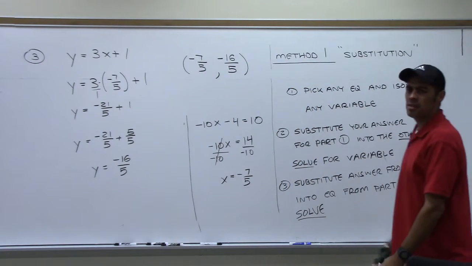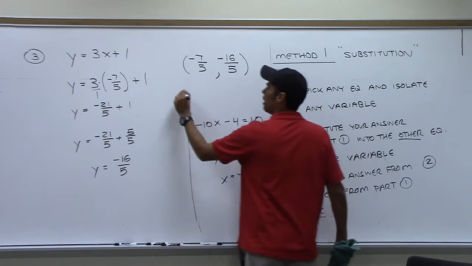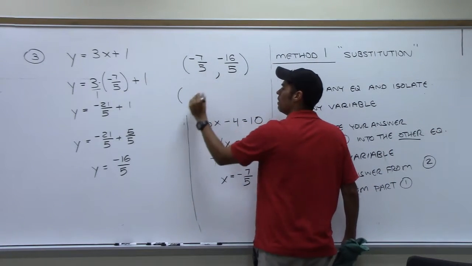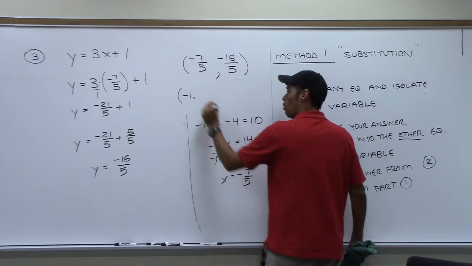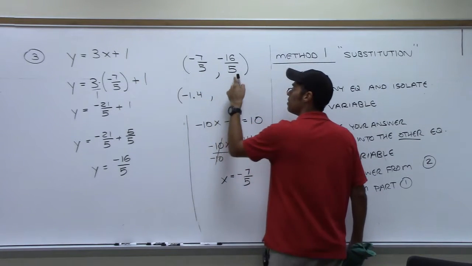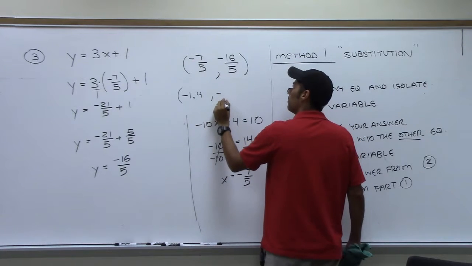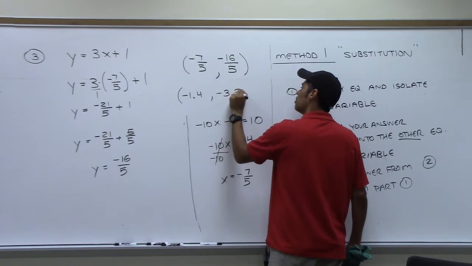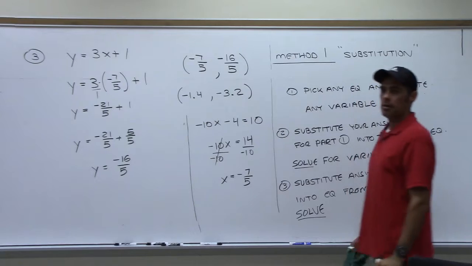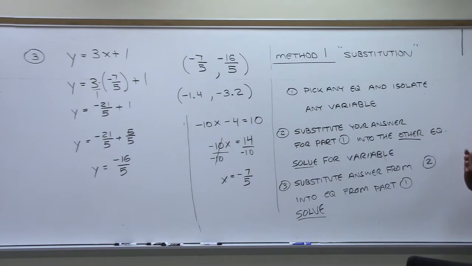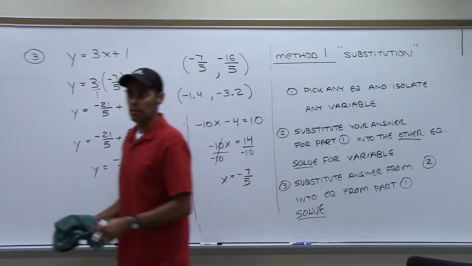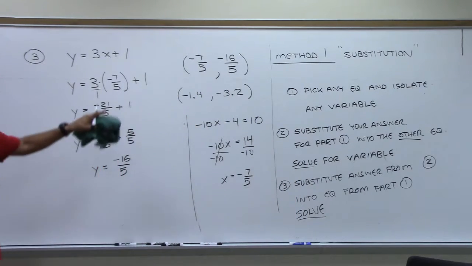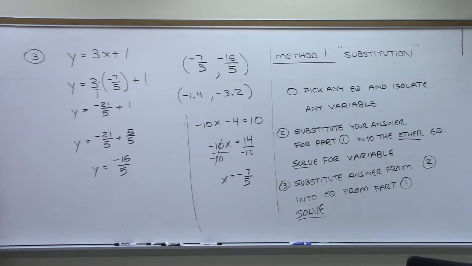And let's convert those to decimals, just so we have some idea. This is negative 1.4, and then this one is negative 3.2. So if we were to go back to those two lines that we had, and we were to see where they hit each other, that's exactly where they would hit each other on the graph. We good?